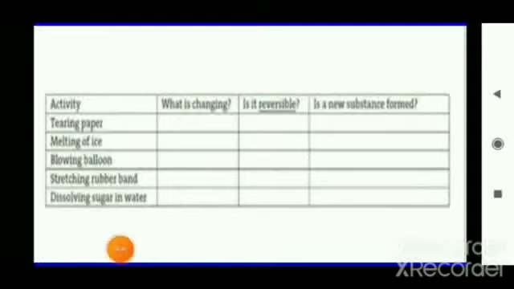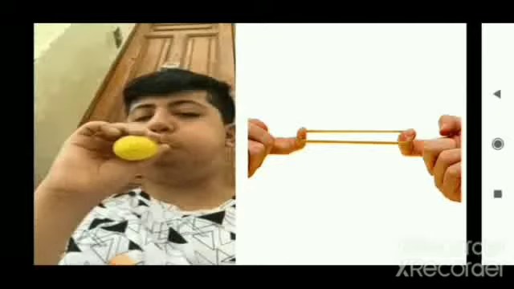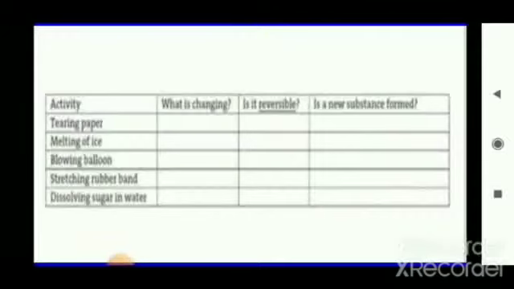Is any new substance formed here? No, right? So you have to cross. Okay? Now come to the third activity. Blowing balloon. When you blow air in a balloon, what will happen? You can see in this picture. In the first picture you can see, when you blow air in a balloon, the shape of the balloon is changed, right? Is it an irreversible process or reversible? It is a reversible process, right? Now, is a new substance formed in this process or not? No. No new substance is formed, right?